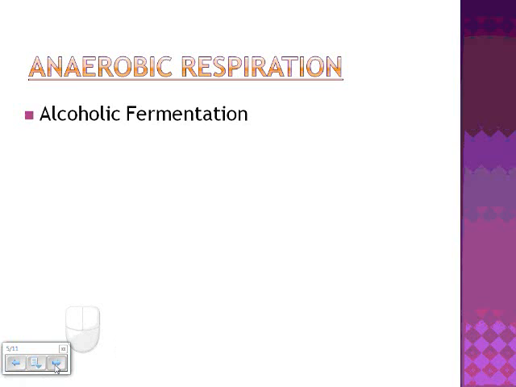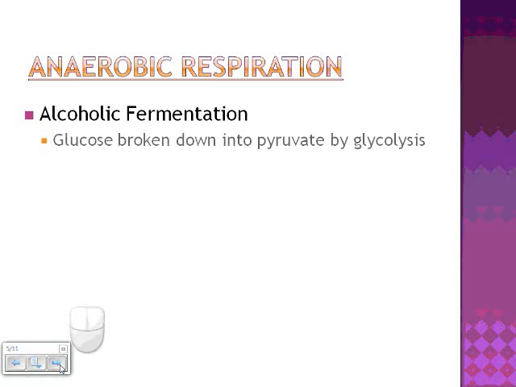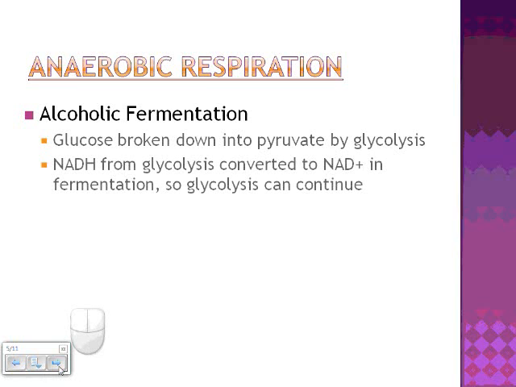Another method of anaerobic cellular respiration is alcoholic fermentation. In this case, same thing, glucose is broken down in glycolysis into 2 pyruvates, and the NADH from glycolysis is going to be turned into NAD+. It's going to be uncharged, all right, so that the glycolysis can continue. We can keep getting 2 ATP, 2 ATP, 2 ATP.